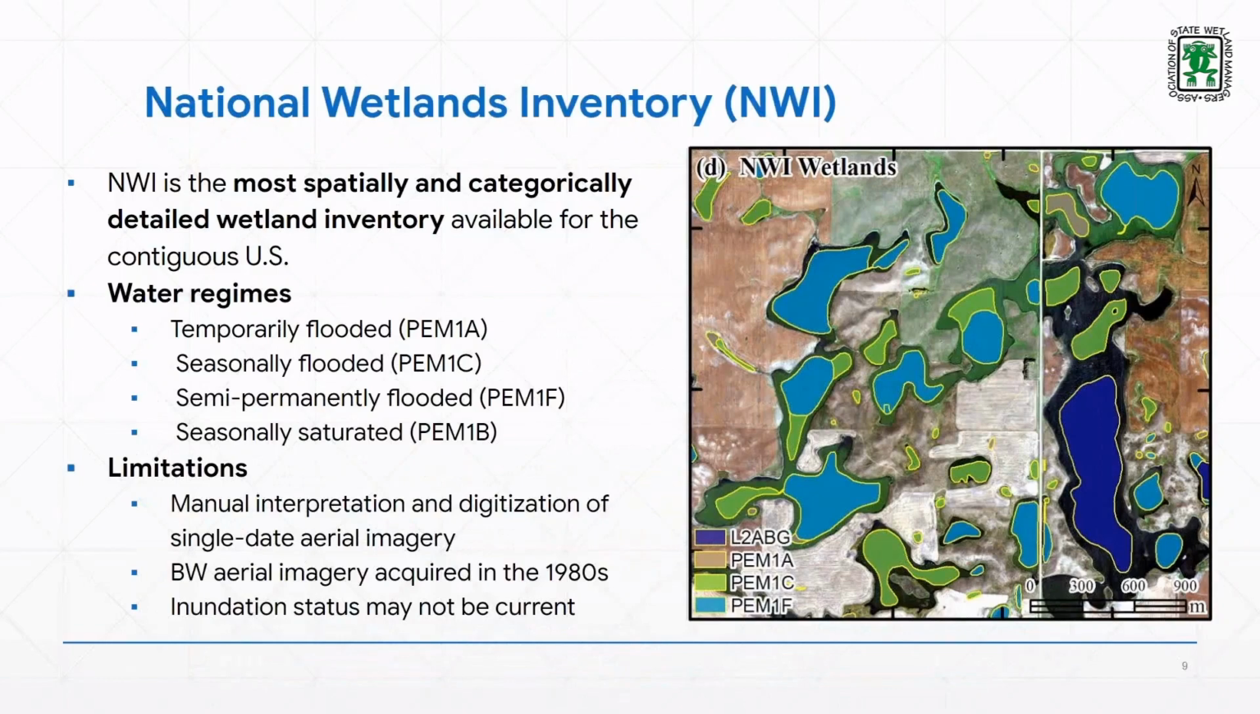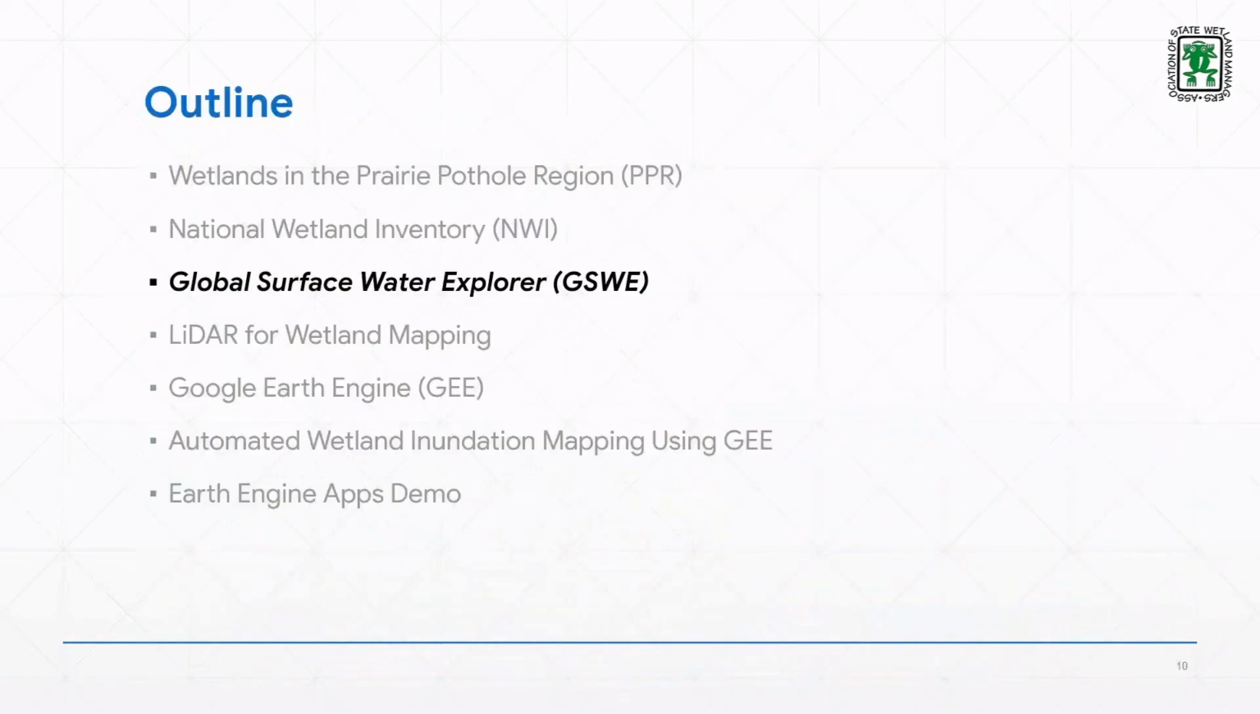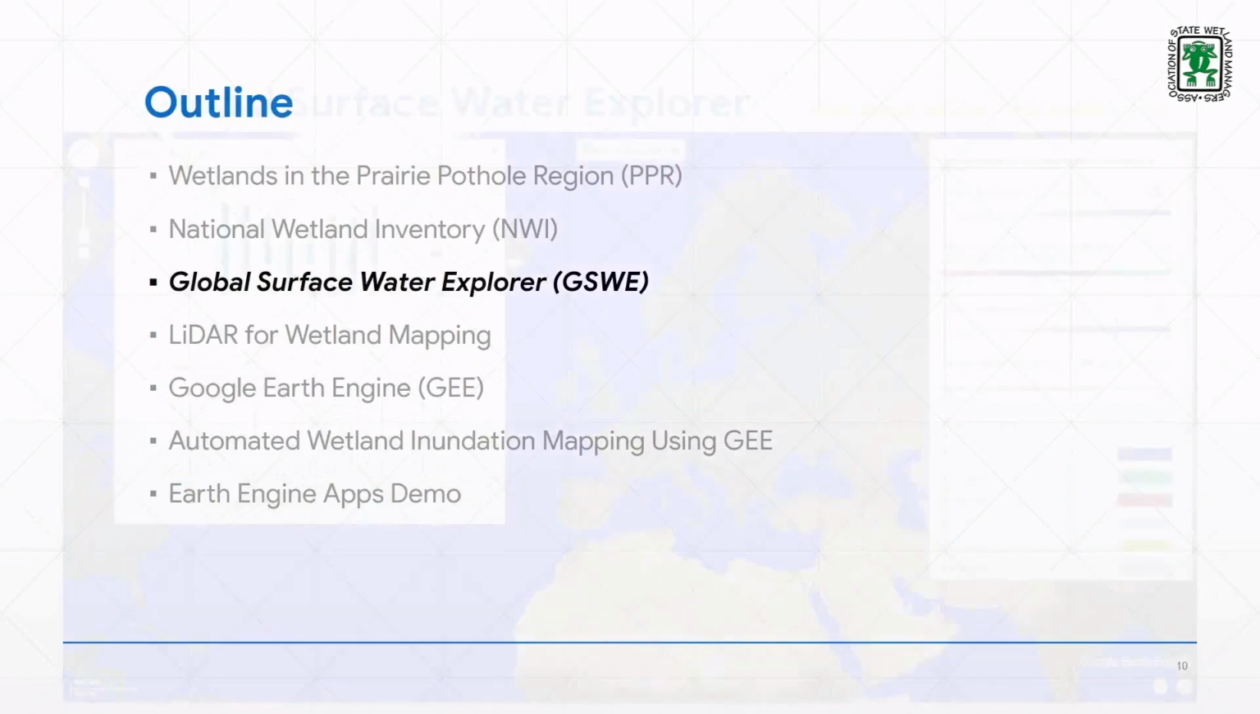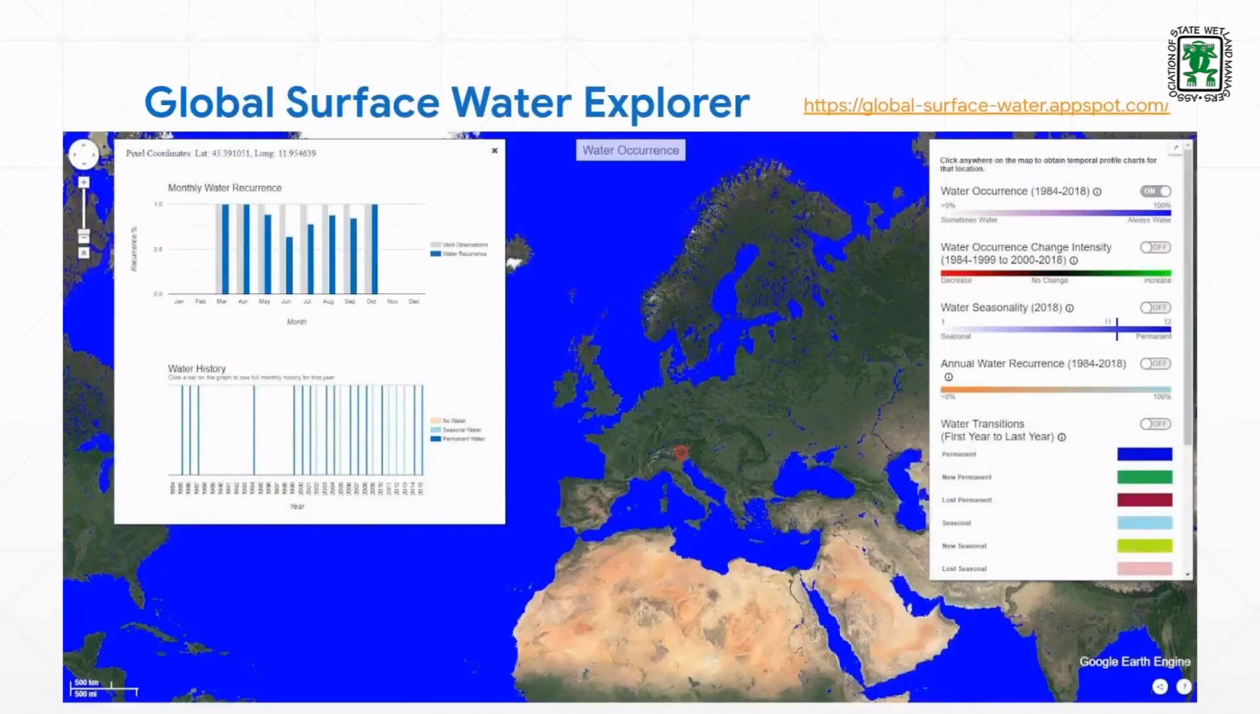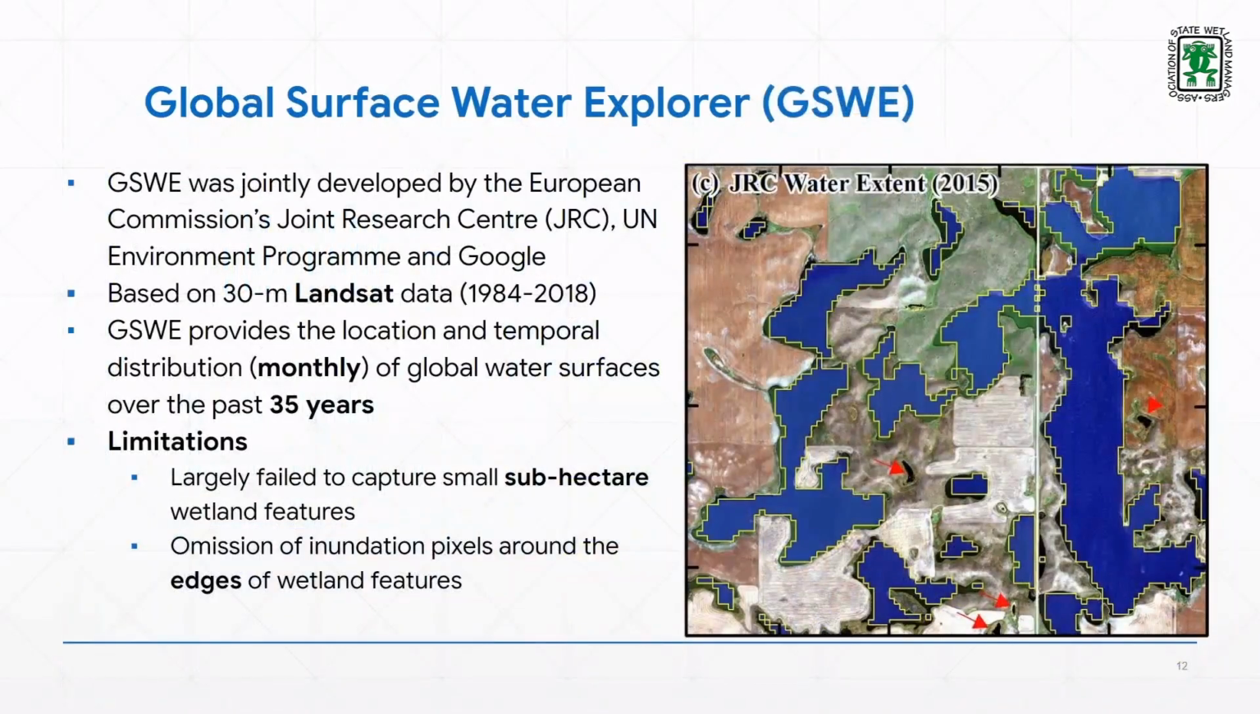And so the next one, a related product, is the Global Surface Water Explorer. And so here's the website. If you're interested, you can go take a look, check it out. This one was actually developed using the Google Earth Engine platform. But here I'm going to show you what it looks like at the same location, and you can overlay the global surface water products on the aerial image. You can clearly see that it captures large water bodies, but it largely fails to capture the smaller ones, for example, sub-hectare wetland features.